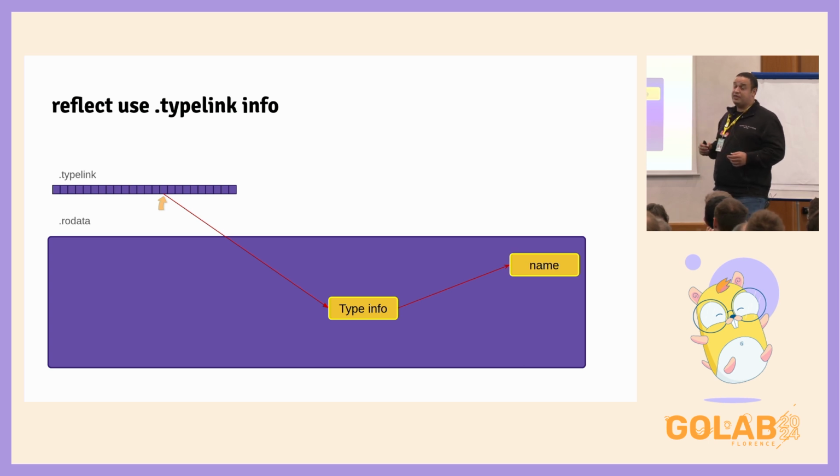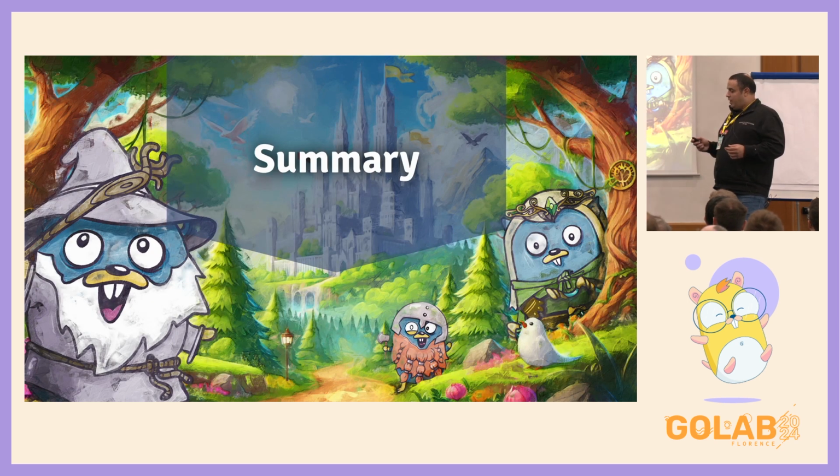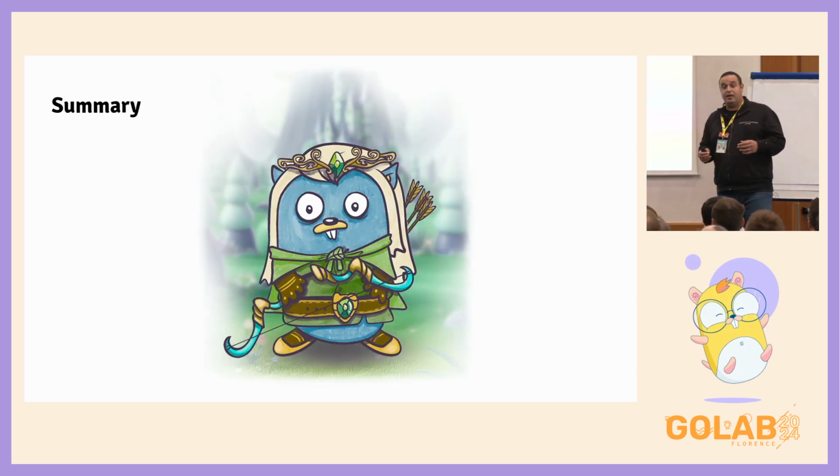So that's interesting, how the type is one of the usages of the type link section. Yeah, a bit of a summary. As I said, there's a lot of information in the Go binary. Most of it is needed. Some of it can be removed if you are not doing debugging, but it's really hard to get rid of things like the GoPCLN tab.